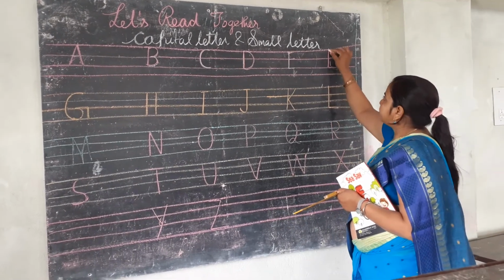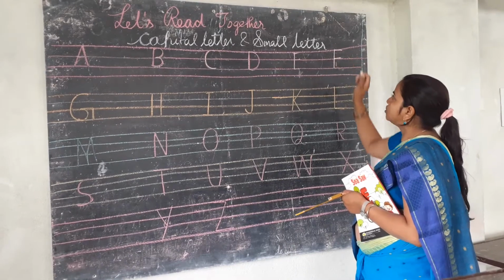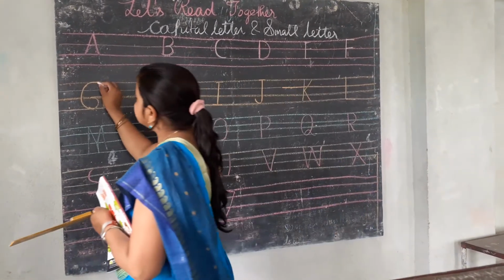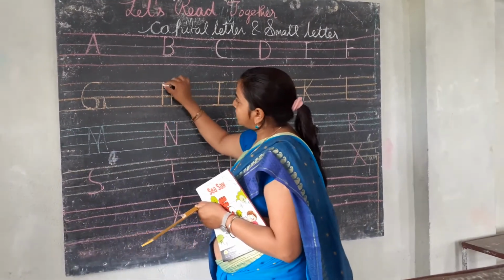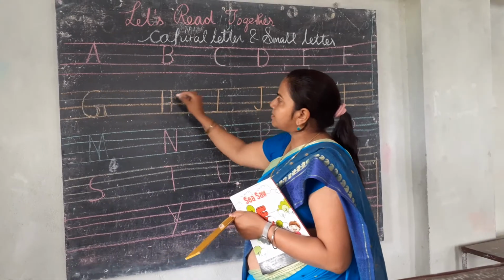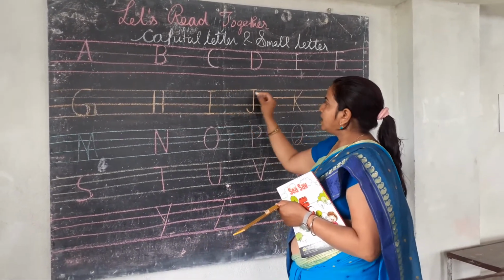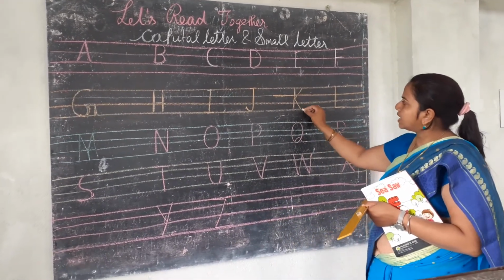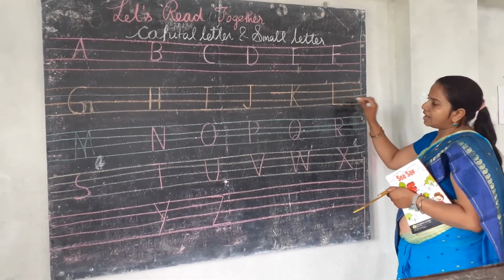Okay, and then F. This is your F, 2 horizontal lines and 1 standing line. And then we have a G. Okay, and then we have an H, 2 standing lines and 1 sleeping line will make your H. And then we have an I. And then we have a J. And then K with 2 slanting lines and 1 straight line. And then we have L.